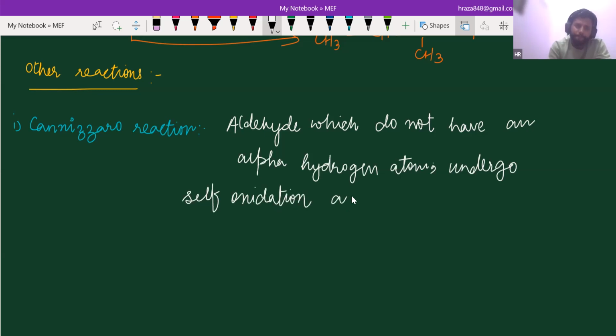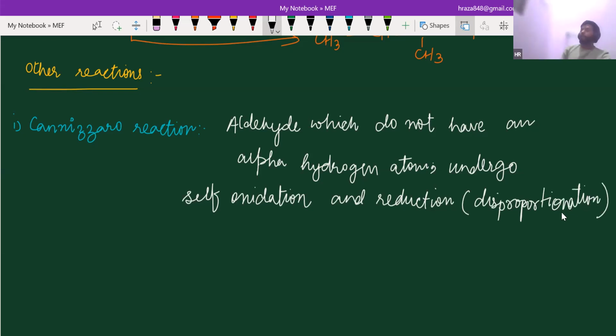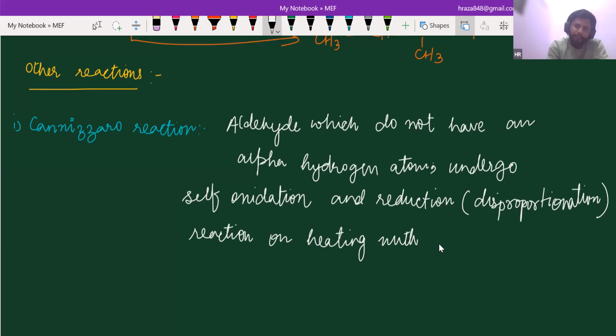and reduction, and this reaction is known as disproportionation reaction. You have studied it in class 11. The redox reaction in which an element gets oxidized and reduced simultaneously is known as disproportionation reaction. On heating with, write with me, concentrated alkali.